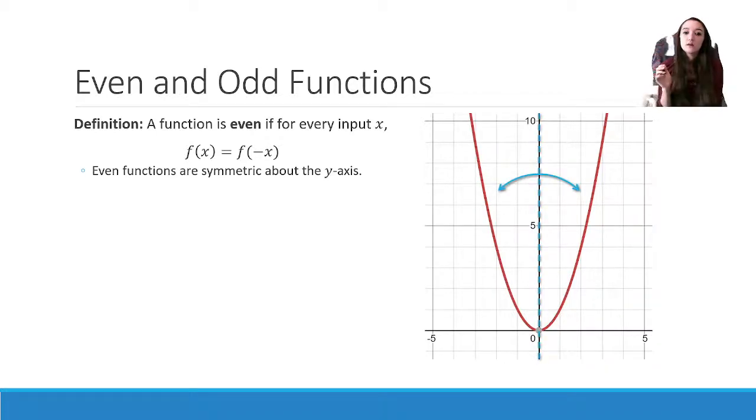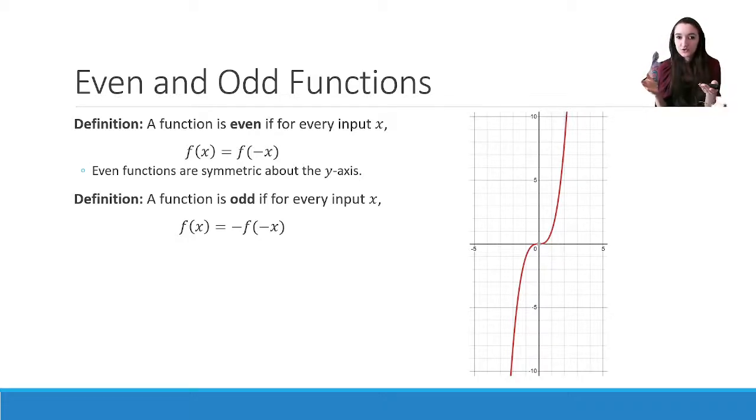So even functions, we can recognize them on a graph because they are symmetric about the y-axis, which means that if I folded my graph in half over the y-axis, then it would be the same on either side. So here we can see if I fold this graph in half, it's the same on both sides. If I did an ink blot test of this, it would be the same on both sides.